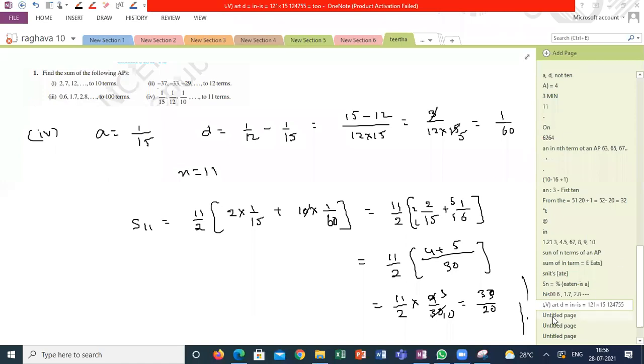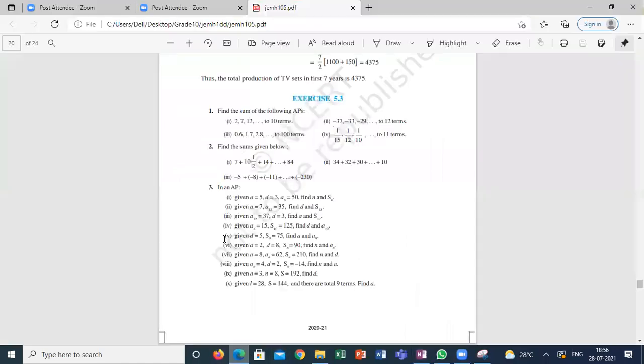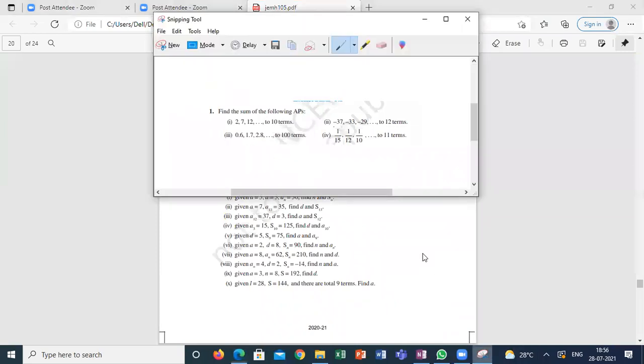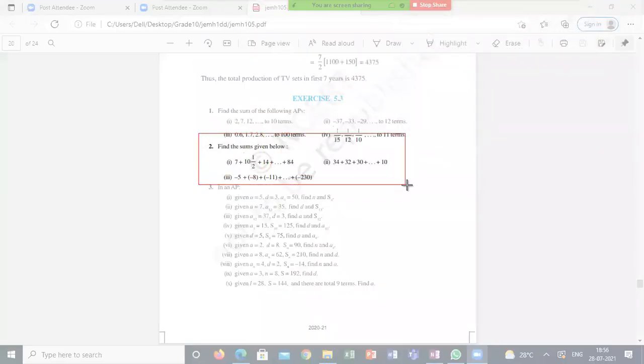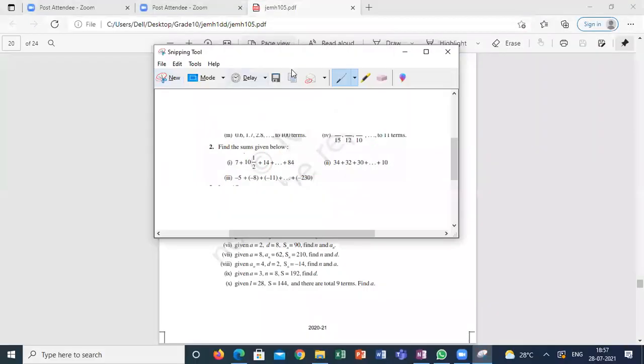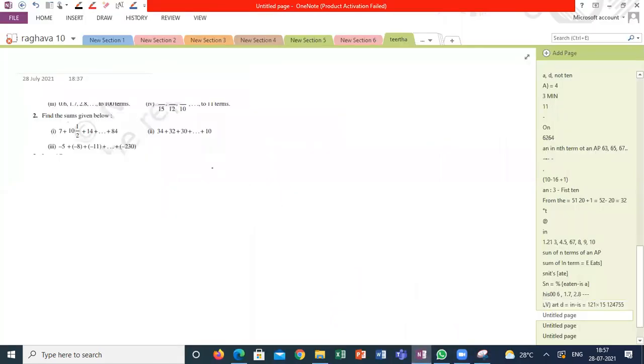So one more last question we will try with respect to these questions. Find the sum of the given terms. Here they gave the A and L value. In this category, we have to use the first question: 7 plus 10 and half plus 14 plus and so on up to 84. So here you have to calculate the nth term.